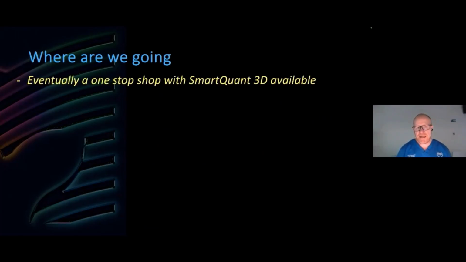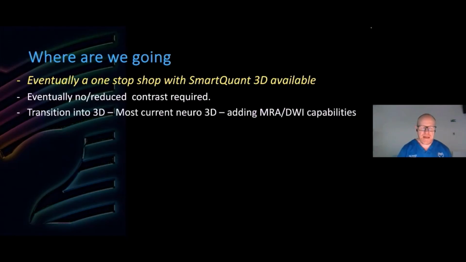Eventually, it's really heading towards a one-stop shop with a 3D smart quant. Eventually, I'd like to have either no or a very, very reduced amount of contrast injections. And with the transition into 3D, most currently with the Neuro 3D, there may be a possibility working forward of adding MRA and possibly DWI capabilities, but I think that's still a work in progress. But imagine just doing everything in 3.5 minutes. I think it's almost too good to be true, but from what I'm seeing so far, we're very, very close.